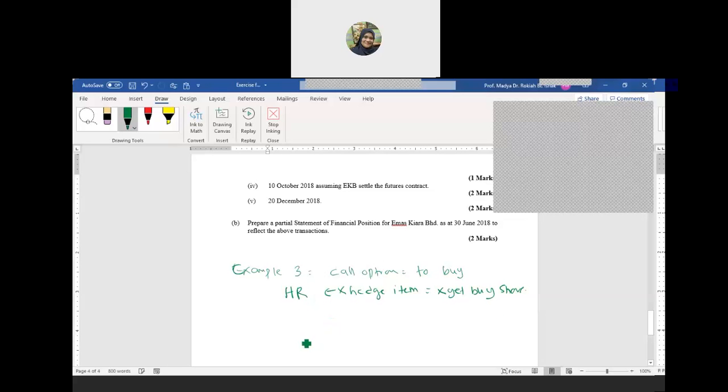And then in our ARIDA's question, here we have a put option. With put options, we already have shares. Your shares here are your hedged item. So when you bought the options, they become hedging instruments. So that's why we need to follow example 4.